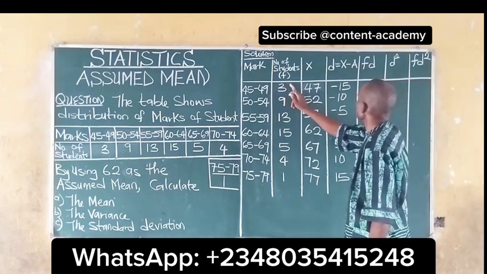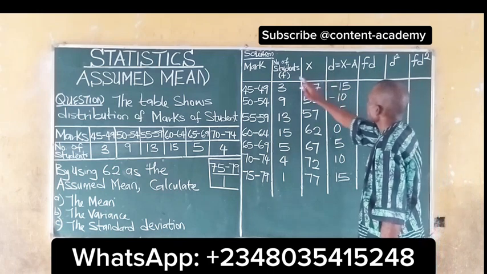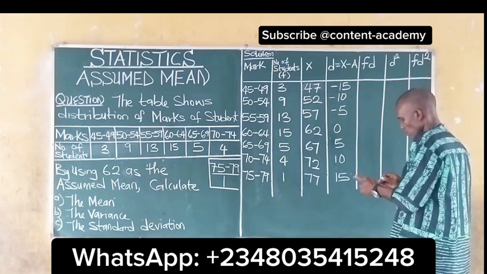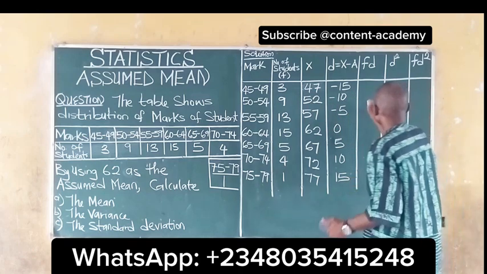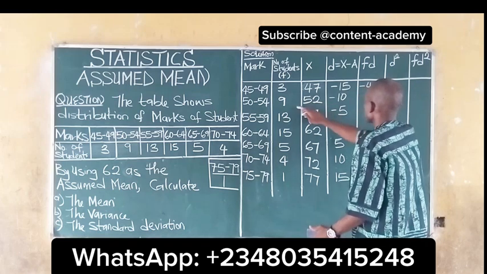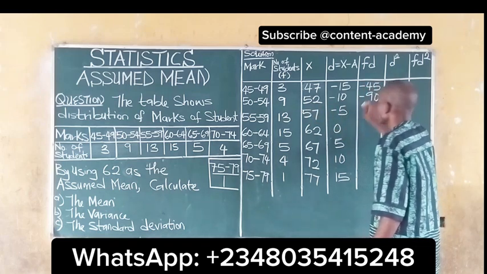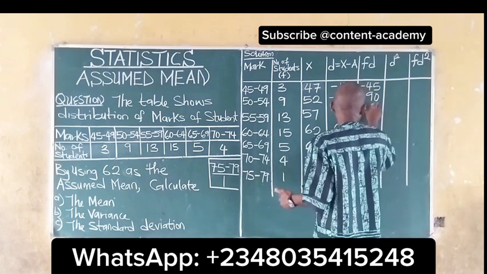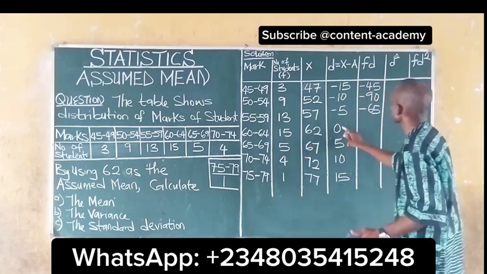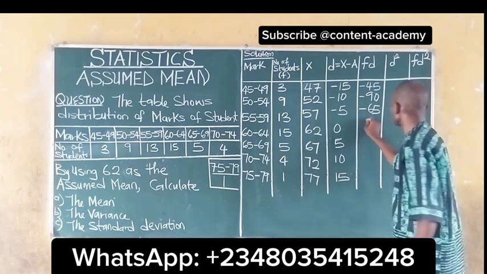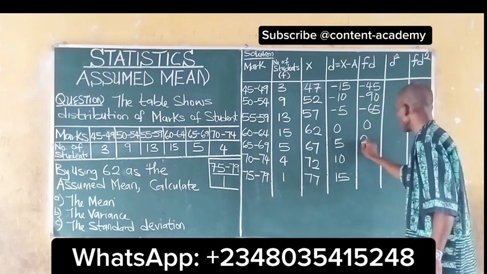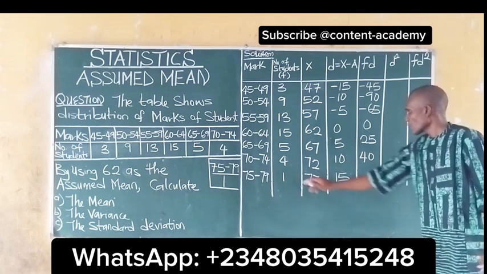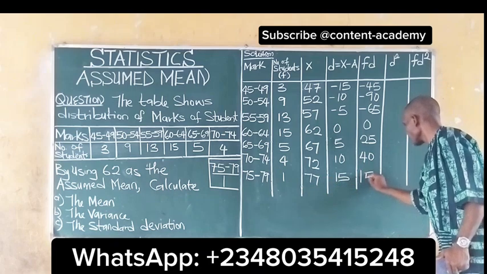Now we have f. F multiplied by this will give us this. So 3 multiplied by negative 15, which is negative 45. 9 multiplied by negative 10, which is negative 90. 13 multiplied by negative 5, which is negative 65. 15 multiplied by 0, which is 0. 5 multiplied by 5, which is 25. 4 multiplied by 10, which is 40. 1 multiplied by 15, which is 15.